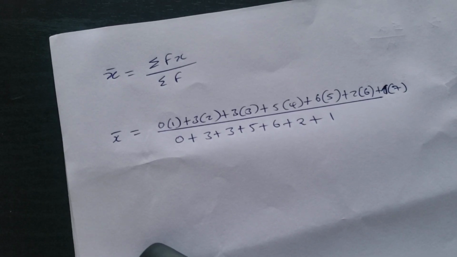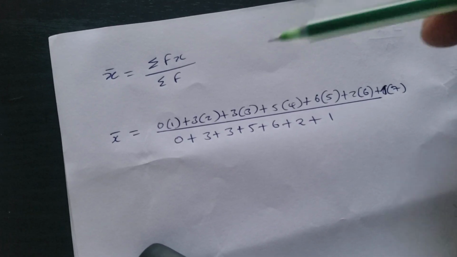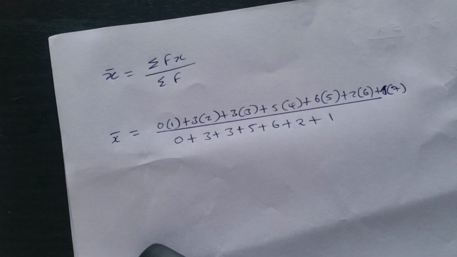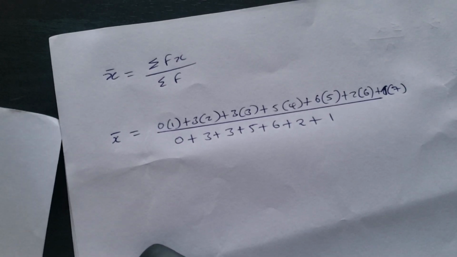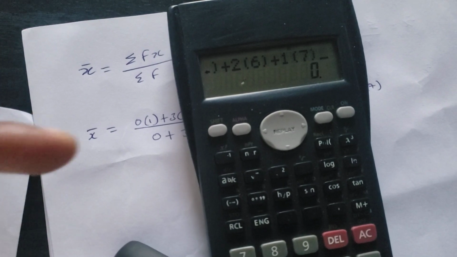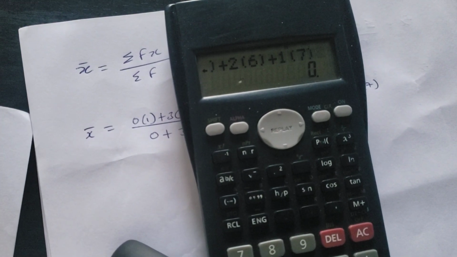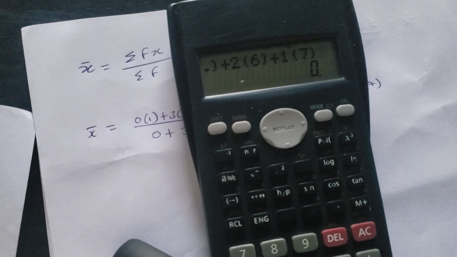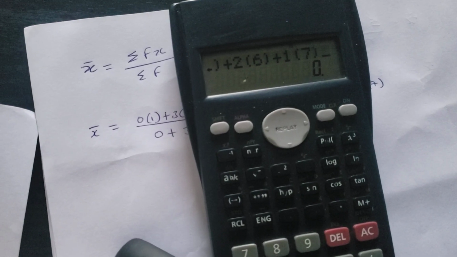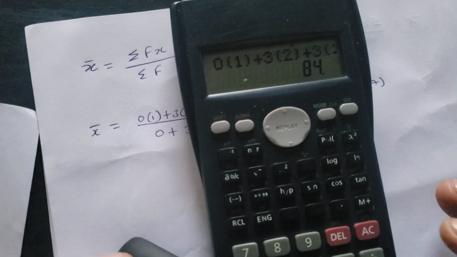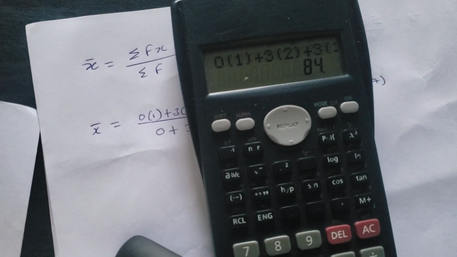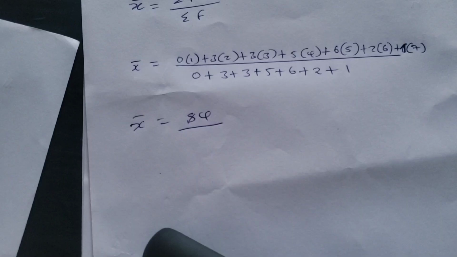Now that we have that, we can multiply and add those, and find the summation of those. We can easily punch it on a calculator. I've entered all the data for the top part, which is 0, open bracket, 1, plus 3, just like that. Then we say equals, and I'm going to get 84. So I'm going to write 84 on top as our numerator.